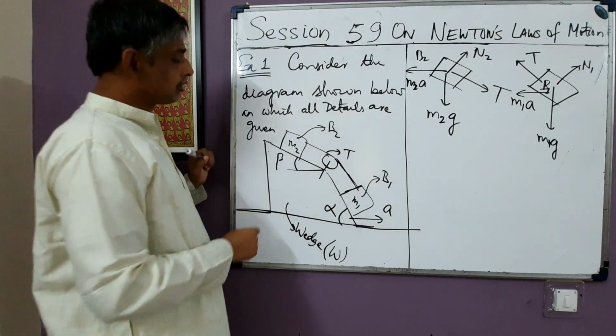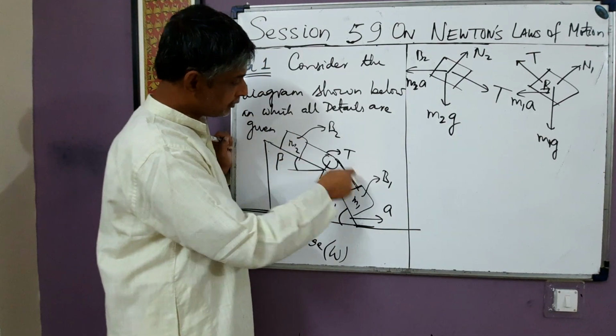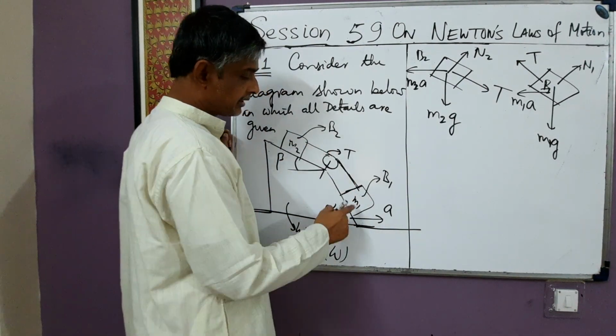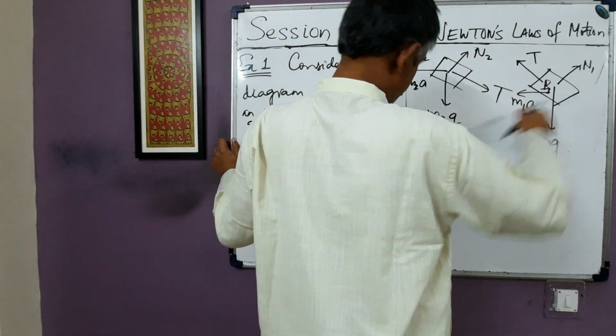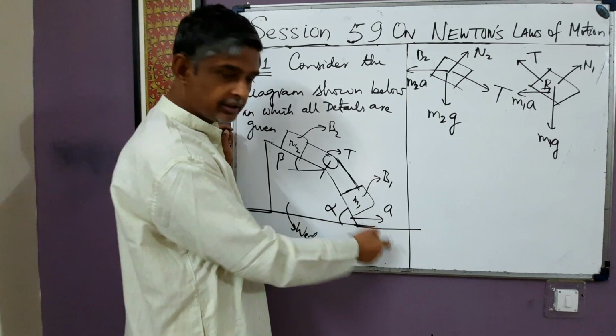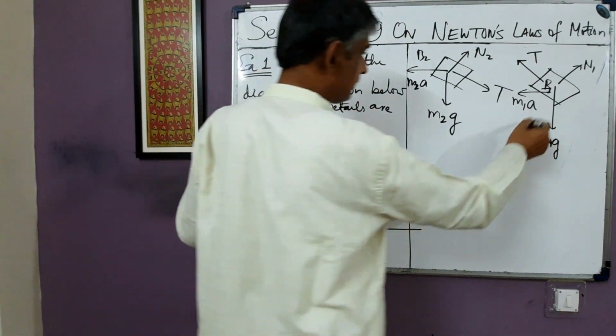Now I write down the Newton's second law equation for each of these blocks with respect to the wedge, along their respective inclines. First I do it for M1. I write down the Newton's second law equation of B1 with respect to the wedge down the incline. So that is M1g sin alpha.